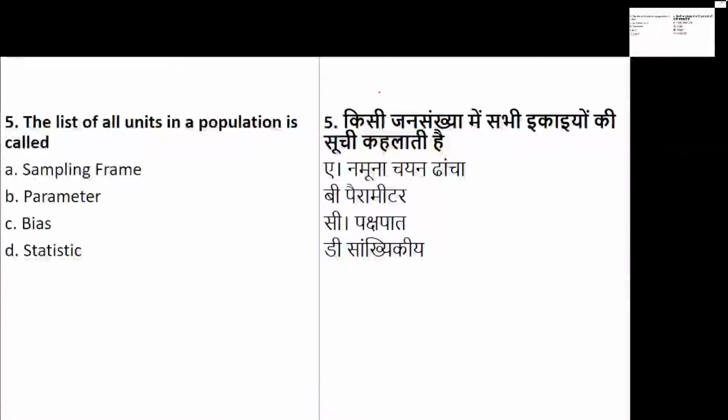Now, let's go to question number 5, everyone. The list of all units in a population. A very easy question, though sometimes it may feel a little complicated or twisted. The list of all units in a population. So anything which is a part of the population is called what? Sampling frame? Is it called parameter, bias, or statistics? So what are the units in the population called? What is it known as?